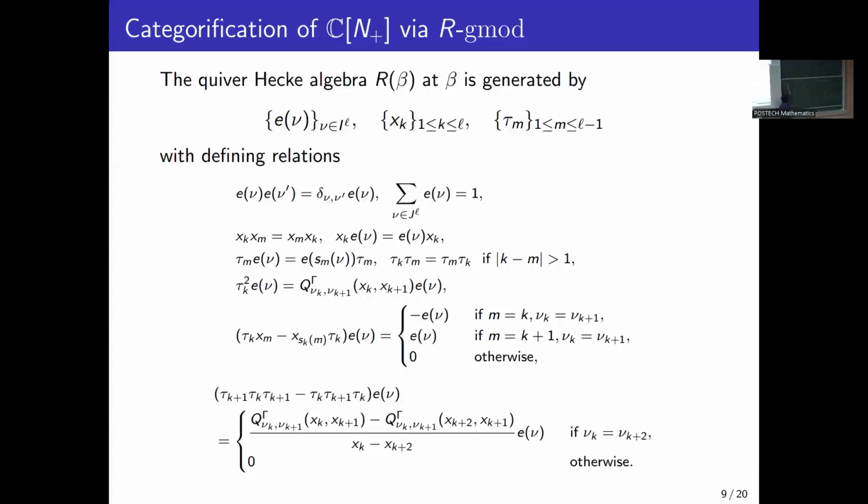No, it's I. I'm sorry. And the beta is the sum of L many simple roots. And the nu is in I beta. I'm sorry. So here it should be I beta.